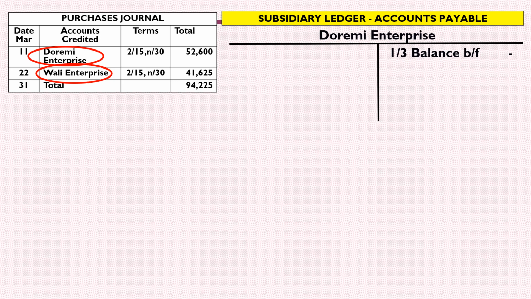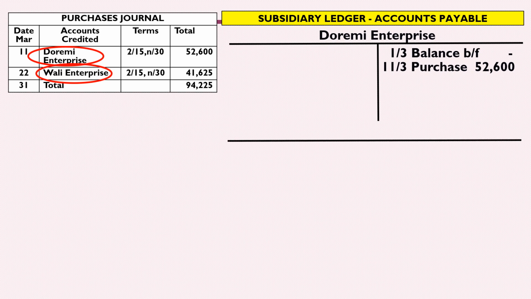We write it on the credit side because it is the subsidiary ledger on accounts payable. Accounts payable is under liability. And then record the purchase. That is on 11 March, purchase amounting 52,600.